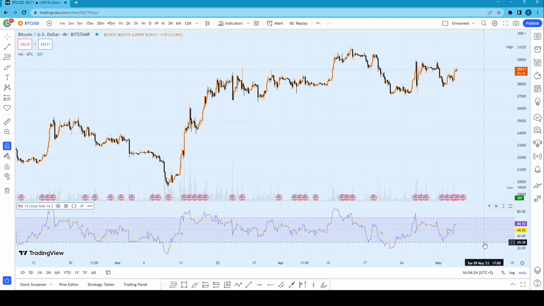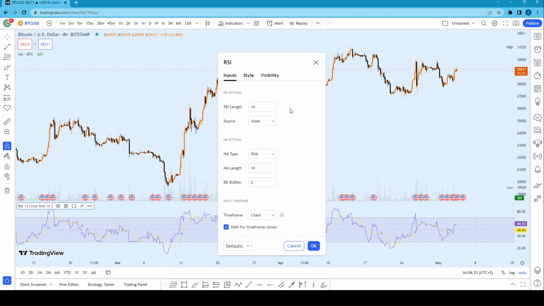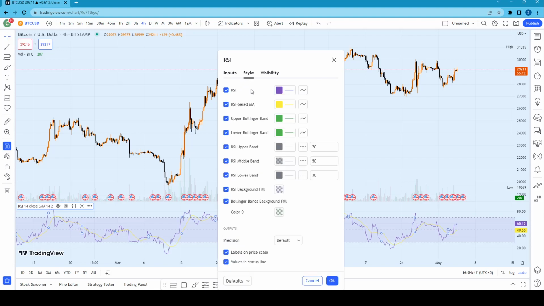What I'm going to share is how you can use it better than the knowledge you already have. First, let's talk about the general settings. The general setting is 14, which means it includes the data of the last 14 candles. Source is considered close. There is a moving average type, which I don't usually use, so I'm just going to remove it from here and uncheck it. And now we have these values.